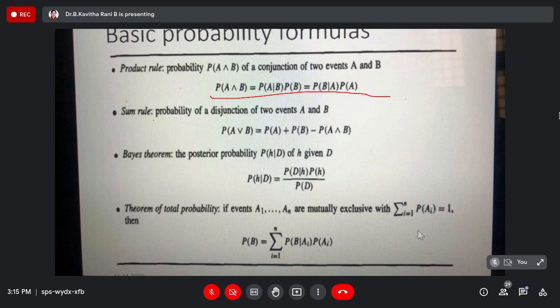Sum rule is nothing but the probability of a disjunction of two events A and B, and we have seen Bayes theorem. So this is the Bayes theorem formula. Next is the theorem of total probability.